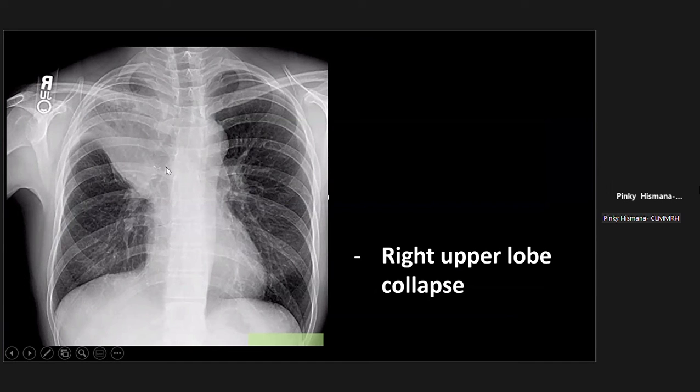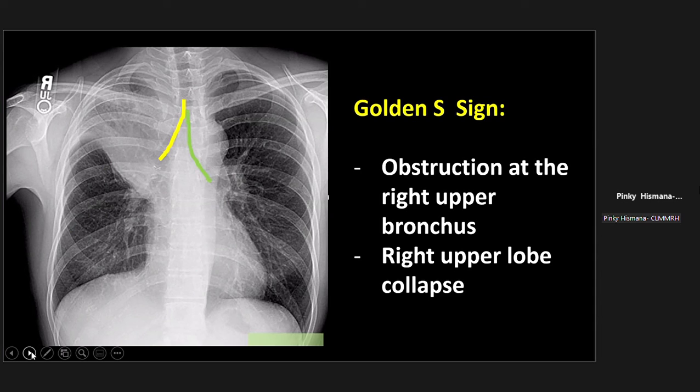So this is a case of right upper lobe collapse, associated with right hilar deviation. And if you notice, there's also an elevation of your right minor fissure because of the collapse. This is what we classically refer to in radiology as the Golden S sign. The sign was discovered by Golden.